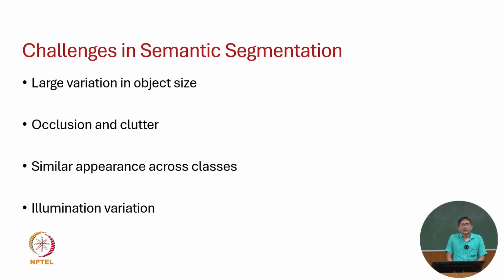Okay, so let us again think about the challenges in semantic segmentation. The challenges are introduced in the form of large variation in the object size, in the form of occlusion and clutter. Often we would see only a part of the object.